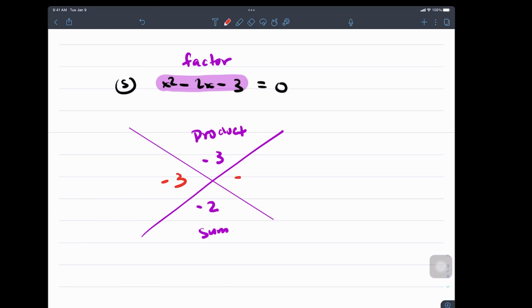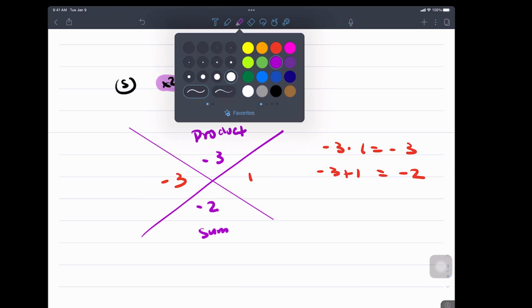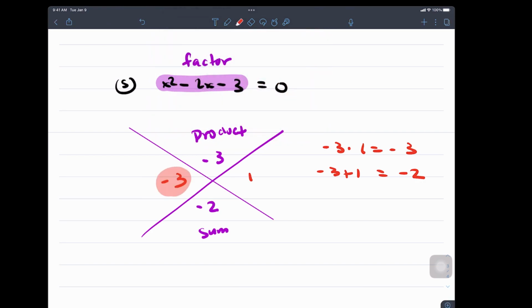I don't know. Let's double check. Is it negative 3 and 1? Or is it negative 3 and positive 1? Right. Negative 3 times 1 will give you a negative 3. And negative 3 plus 1, what does that give you? Negative 2. Okay, so those are the numbers, right? We're using that crisscross method.